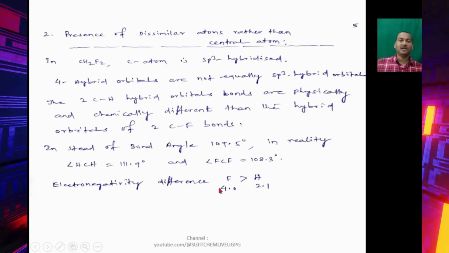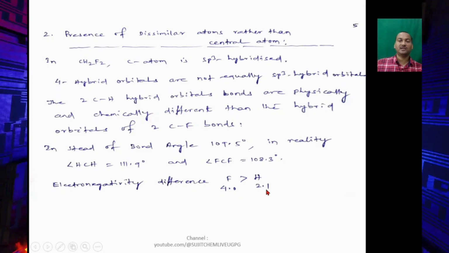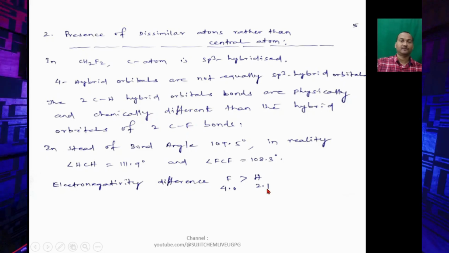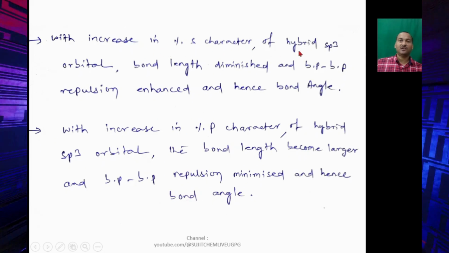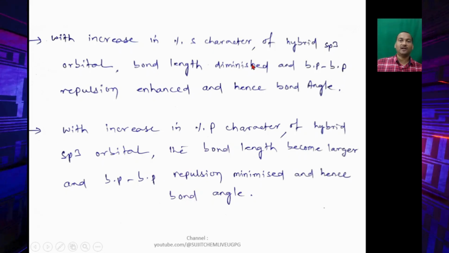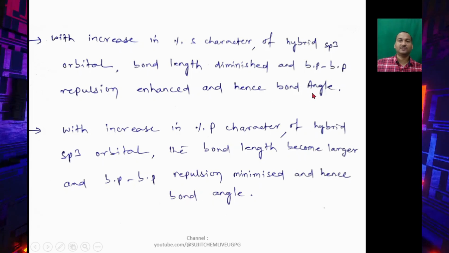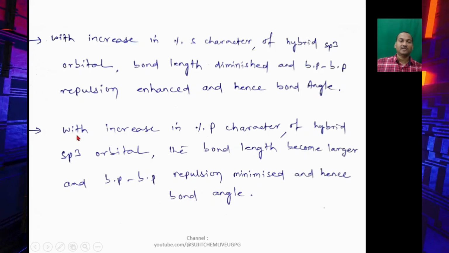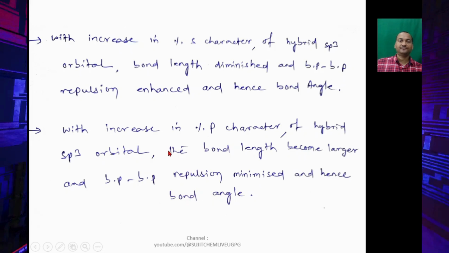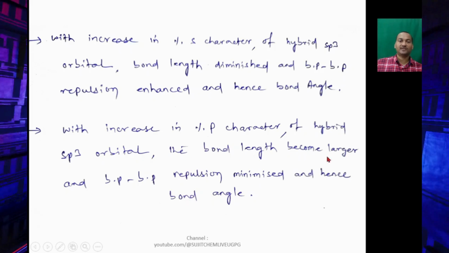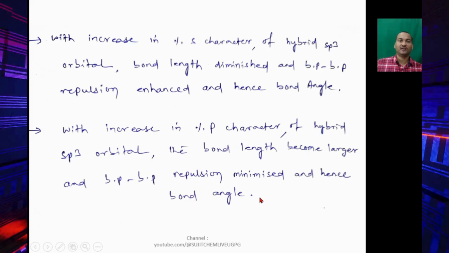So this is due to the electronegativity difference, that fluorine has the highest, 4.0, and hydrogen has 2.1. So with increase in percentage of s character of the hybrid sp3 orbital, the bond length is diminished, so bond pair repulsion is enhanced and hence the bond angle. Similarly, with increase in percentage of p character of the hybrid sp3 orbital, the bond length becomes larger and the bond pair repulsion is minimized, and hence the bond angle.